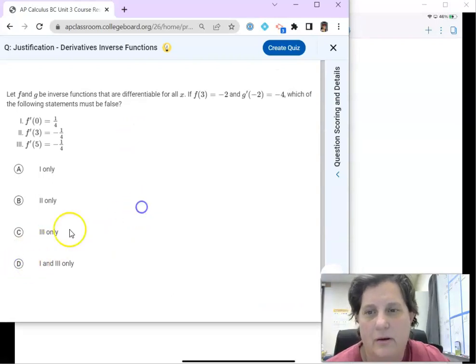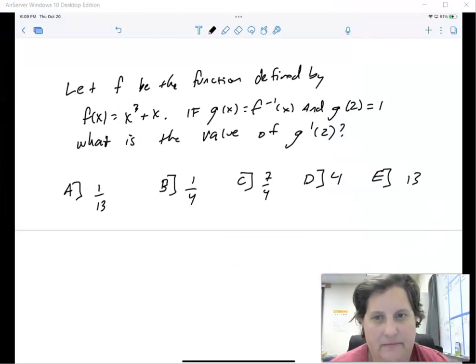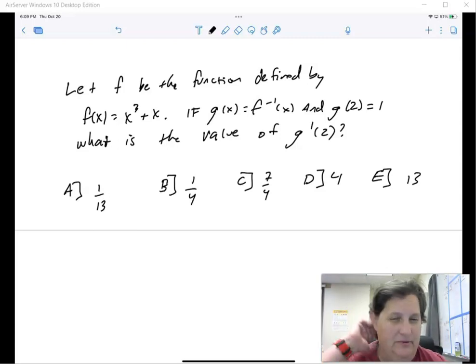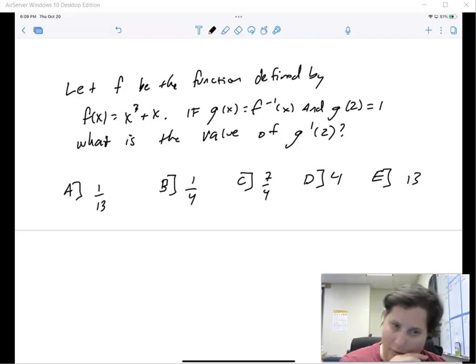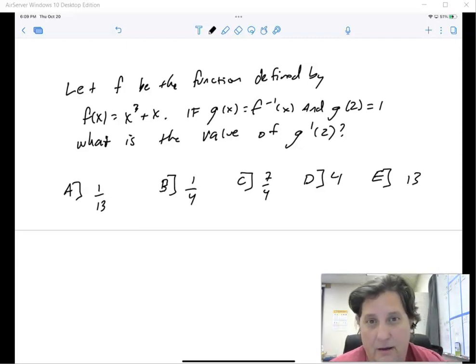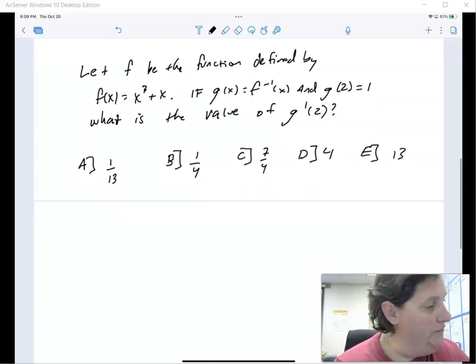Okay? All right, let's see if you guys could do this AP question. This is an AP question directly off of, this was the 2003, I believe. I just pulled this off of the internet. This is from the 2003 AP test. Let f be the function defined by f of x equals x to the third plus x. If g is the inverse of f and g of 2 is 1, what's the value of g prime of 2? This is cake, you guys. This is so cake.